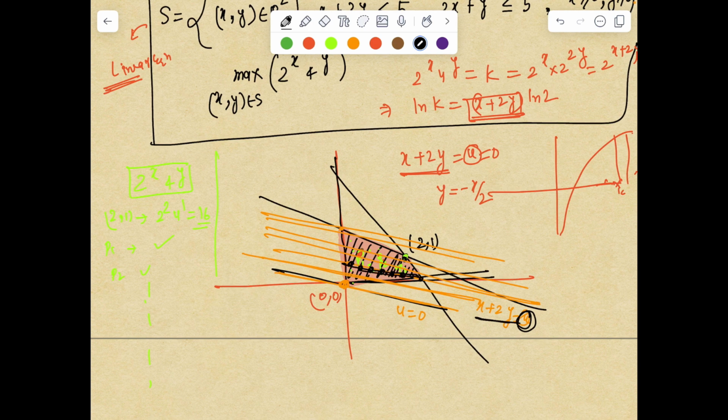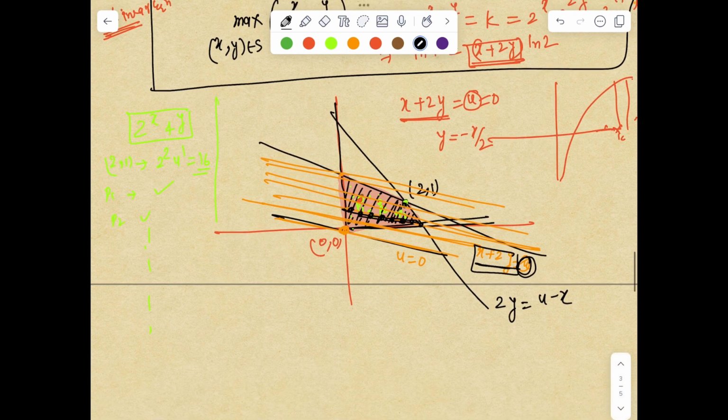Now for the maximum value of x plus 2y, basically 2y is u minus x. Okay, so if I want u to be maximum, y is u by 2 minus x by 2. So at x equal to 0, we want to find the maximum y height. It means for all these lines, which line is giving me the maximum y-intercept? That is going to be the answer. Now that will completely depend upon the line we are taking.